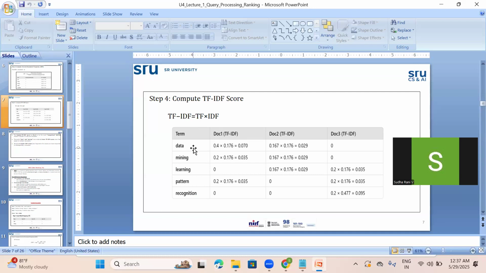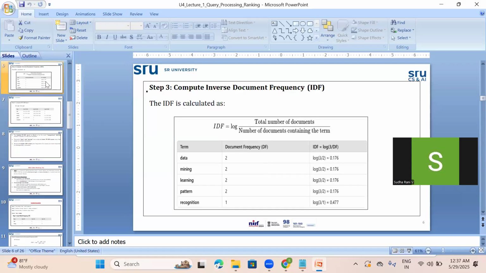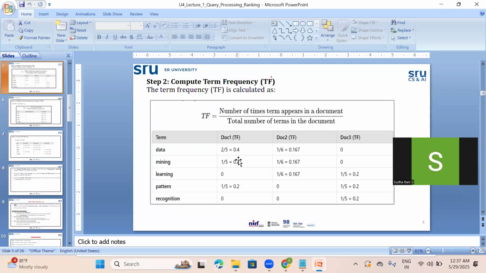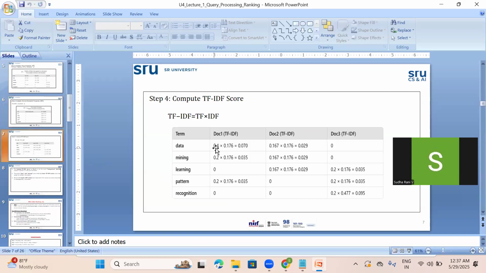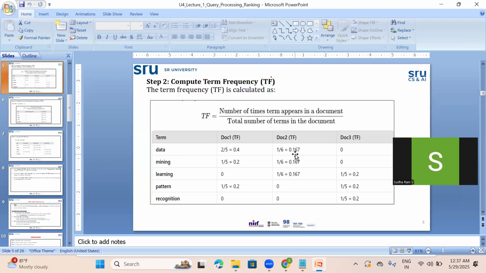See, for the term data, the TF-IDF for document 1: the value we got in TF is 0.4, and in IDF we got 0.176. So 0.4 into 0.176 equals 0.070. The same we are going to calculate for document 2. In document 2, the data value is 0.167.